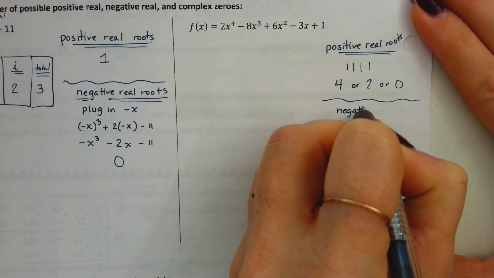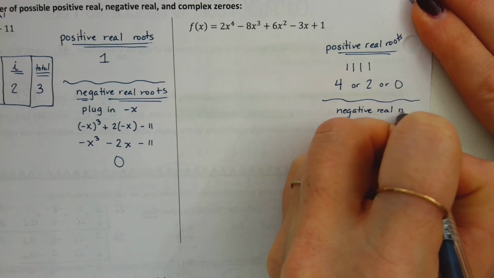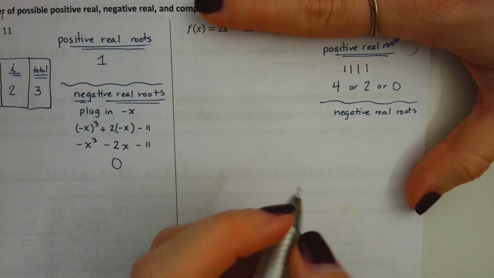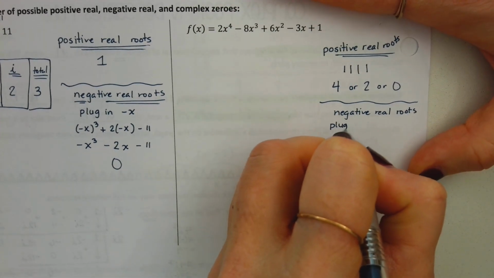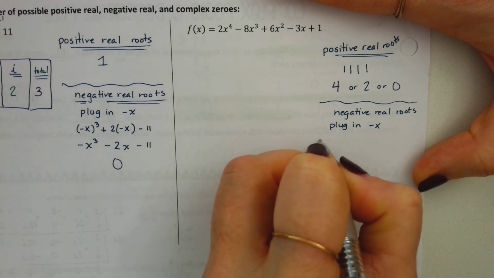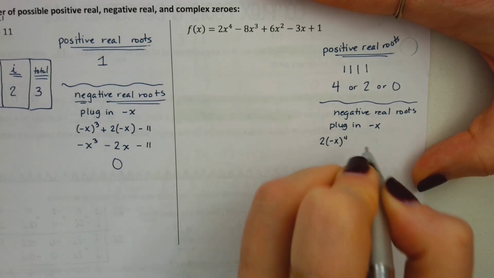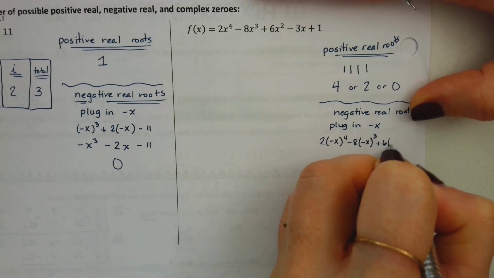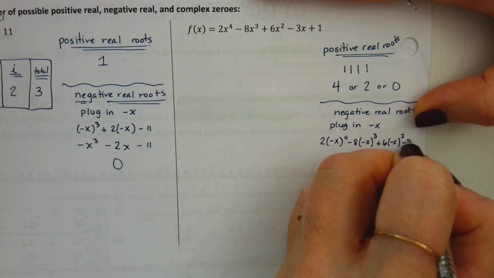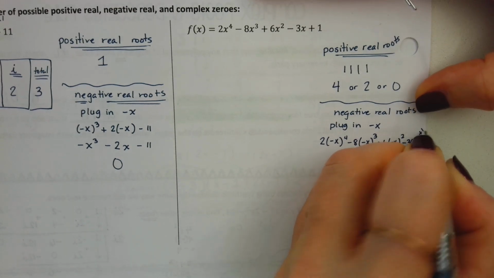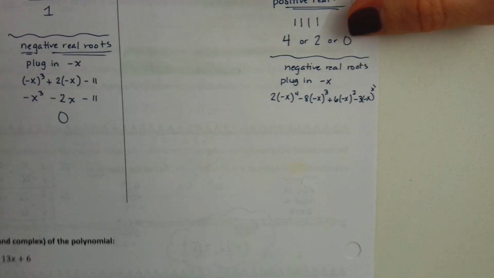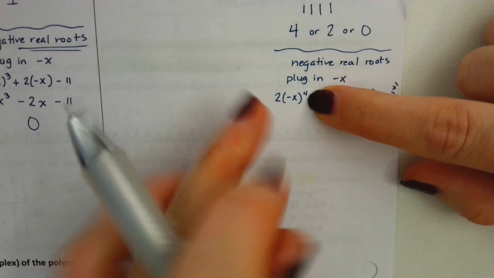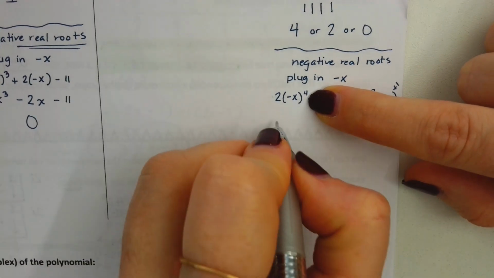Negative real roots. Okay, what do we need to do for negative real roots? Plug in negative x first. So that's 2 times negative x to the 4th minus 8 times negative x cubed plus 6 times negative x squared. I've run out of room. 3 times negative x plus 1. What's negative x to the 4th power? It would be positive x to the 4th power. Times 2 would be 2x to the 4th power. Good.